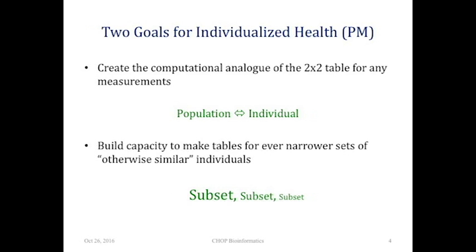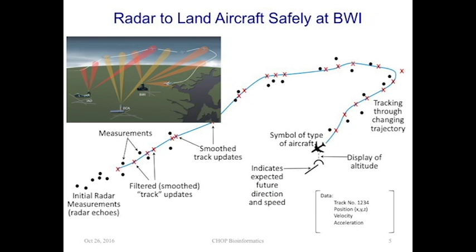We want to make these tables as narrowly defined as possible so that the words otherwise similar are actually closer to his situation. And that's really the aspiration of so-called precision medicine, to do this referencing of the individual against the population with ever more narrowly, more precisely defined populations. And does anybody object to anything I've said thus far? Because otherwise we should stop and adjust.